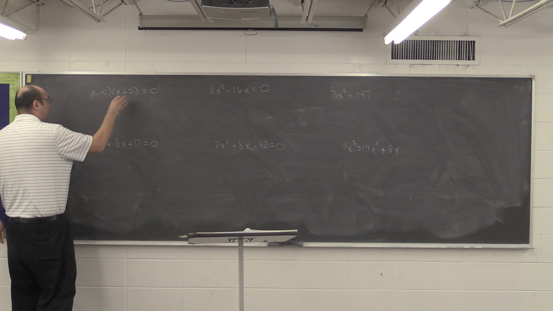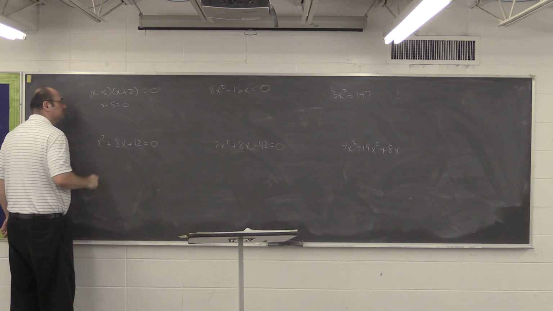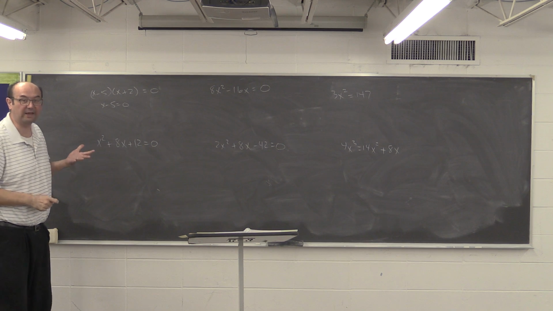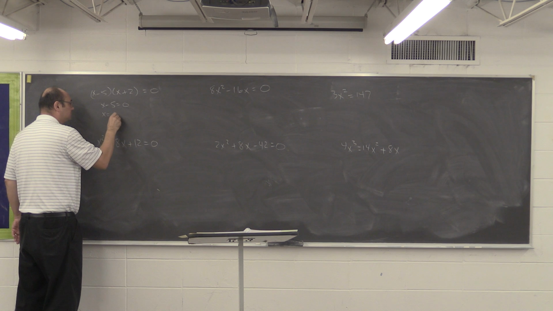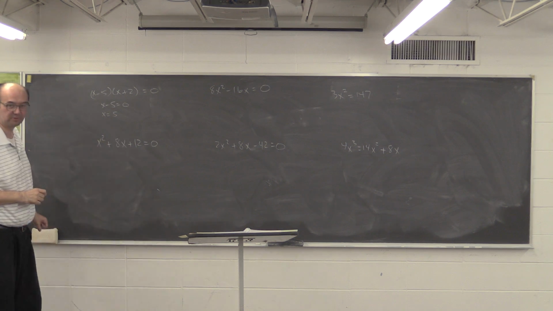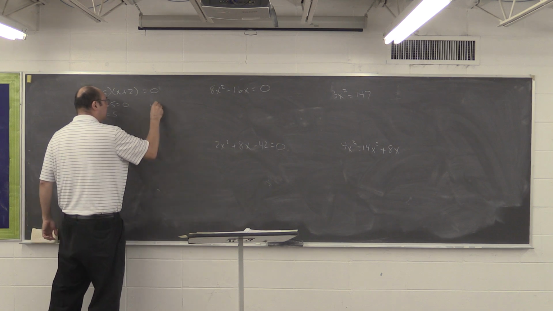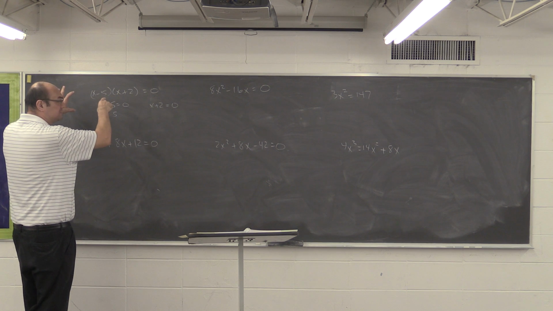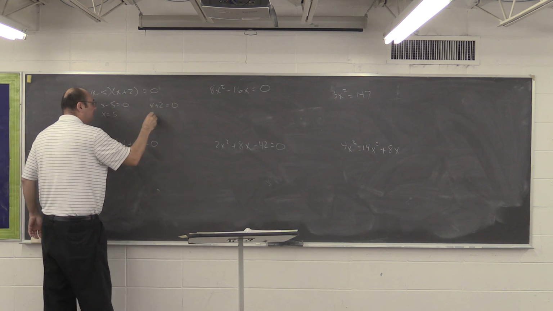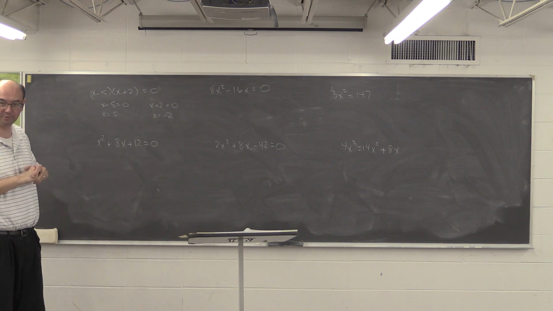So x minus 5 is our first factor. We set the first one equal to 0, and then we solve for x. We add 5 to both sides, and we know that x equals 5, okay? Also, for x plus 2, we set it equal to 0 as well. Each one separately gets set equal to 0. We subtract 2 from both sides, and we get x as negative 2.